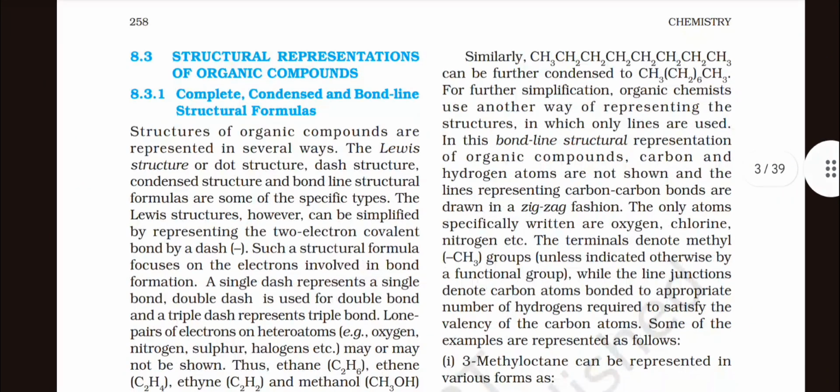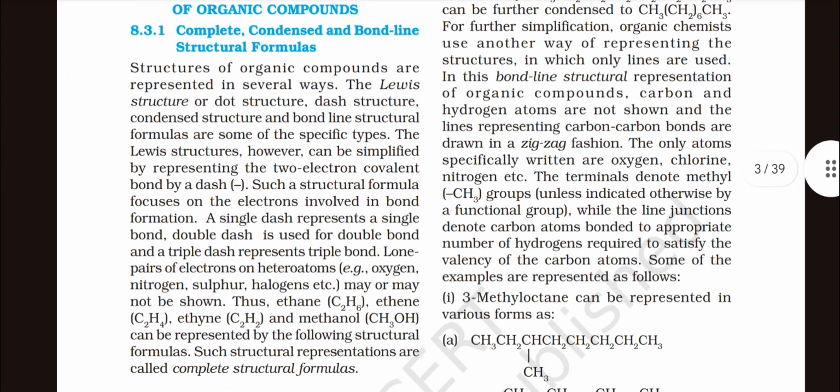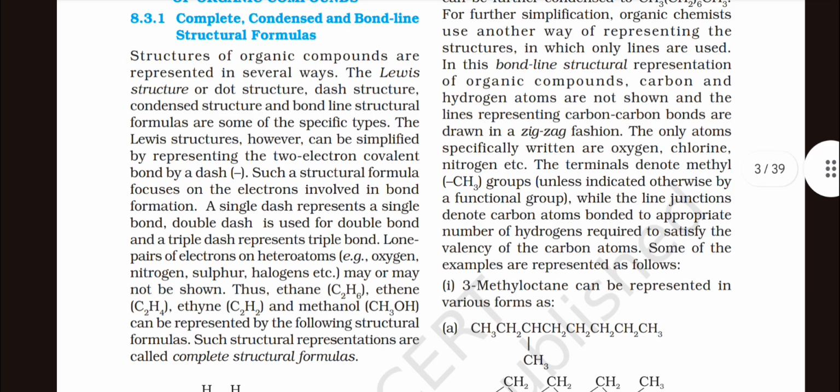Structural representation of organic compounds: complete, condensed and bond-line structural formulas. Structures of organic compounds are represented in several ways. The Lewis structure, or dot structure, dash structure, condensed structure, and bond-line structural formula are some of the specific types. The Lewis structure, however, can be simplified by representing the two-electron covalent bond by a dash. Such a structural formula focuses on the electrons involved in bond formation. A single dash represents a single bond, a double dash is used for a double bond, and a triple dash represents a triple bond.